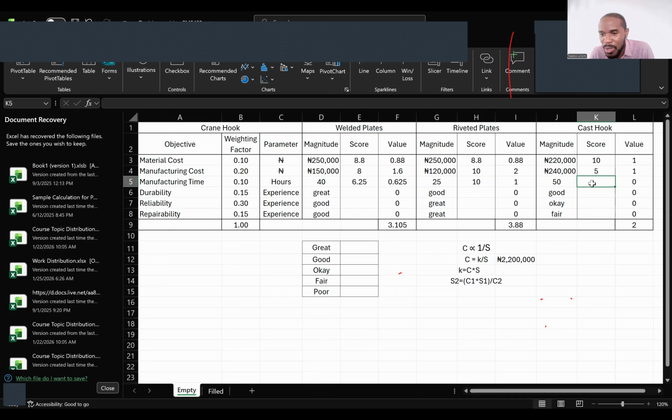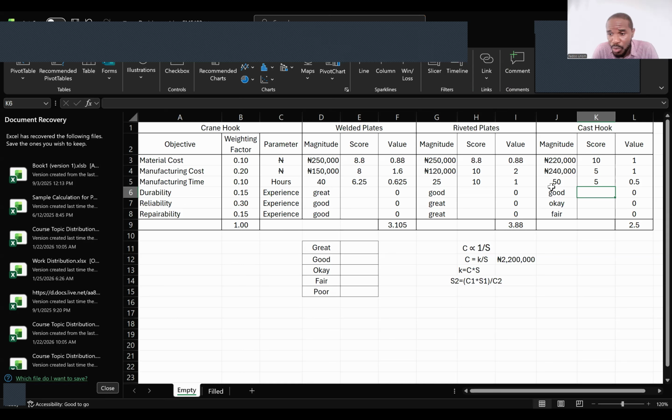Let's go to cast hook. Cast hook is just going down and down and down. The score for cast hook equals 25 times 10 divided by the 50 hours it's taking. And that gives us a value of 0.5. I mean, a score of 5 and a value of 0.5.